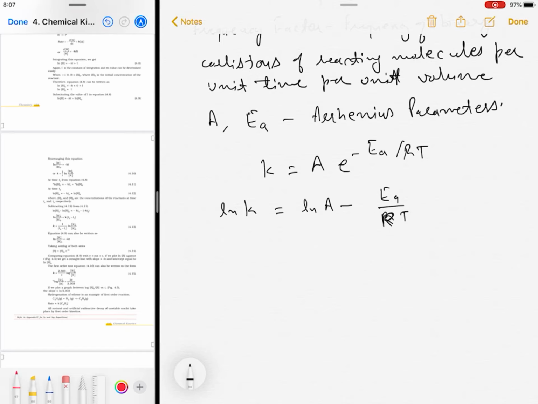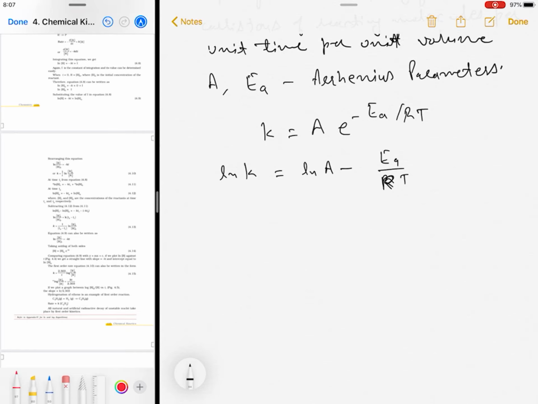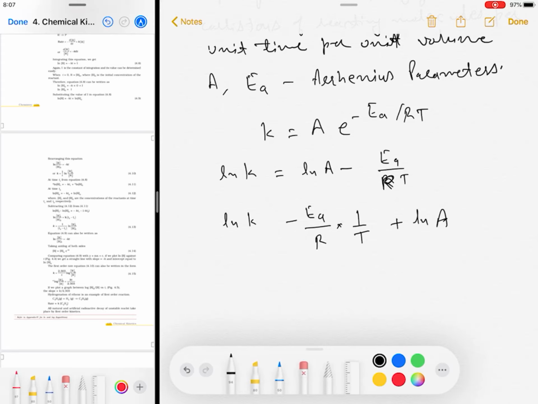And if we observe this equation carefully, suppose first we will rewrite it. It will be natural log of K equals minus Ea upon R into 1 upon T plus natural log of A. So this equation is in the form of equation of straight line.